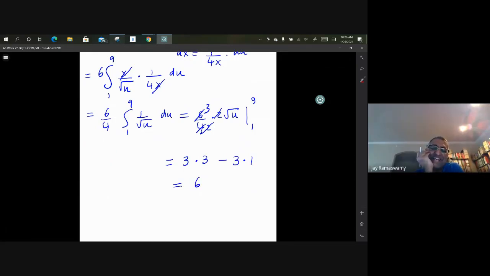Is this kind of fun? Again, for a definite integral, please understand this really, really well. Are you with us? Okay, guys, the key step.